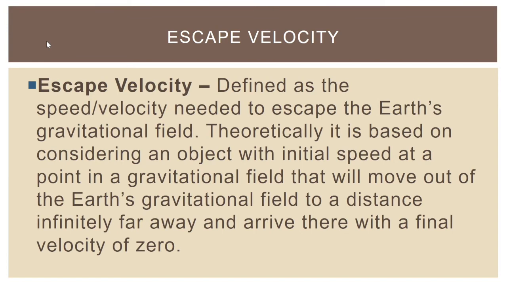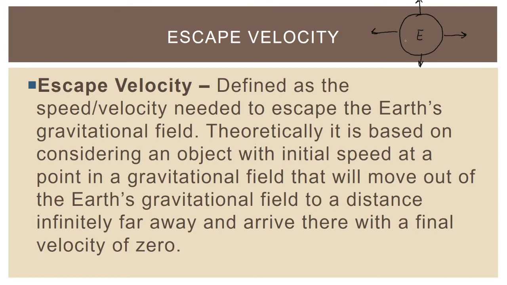And as you can see here from this definition, the escape velocity is defined as the speed or velocity needed to escape the Earth's gravitational field. Now, the reason why we get kind of lazy about distinguishing between speed or velocity here is because the direction is implied. If you're trying to escape the Earth's gravitational field, the direction is going to be away from the Earth. Depending on how you're looking at it, that can be in any direction around the Earth, but at least it's away from the Earth is the basic point.